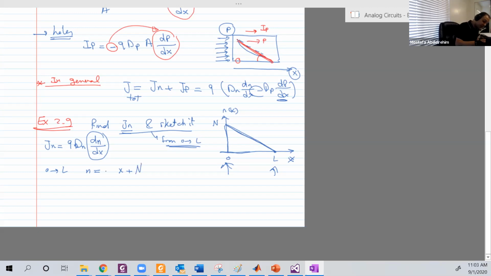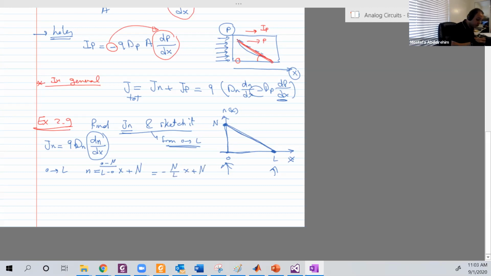And what is the slope? The slope, just take 2 points, for example, these 2 points, okay? So the value of n here minus the value of n here over the value of x here minus the value of x here. So the value of n here is 0. The value of n here is n. The value of x here is L. The value of x here is 0. So this will give us minus n over L x plus n.